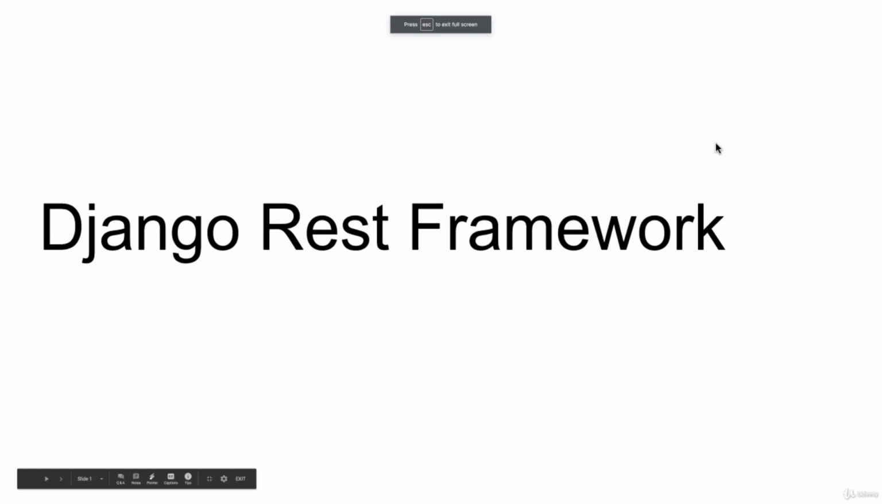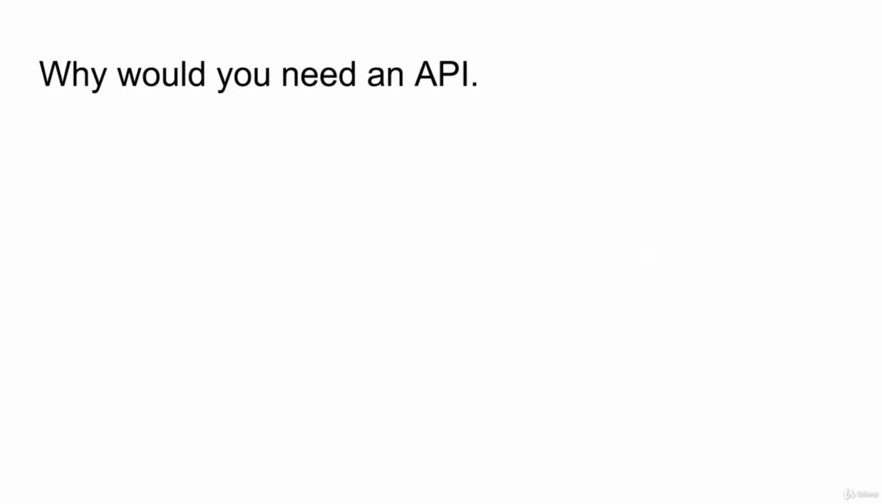So now let's go ahead and learn about Django REST framework. Once we know what exactly an API is, we will now make use of the Django REST framework to make APIs in our Django app. The very first question is, why exactly would you need an API?